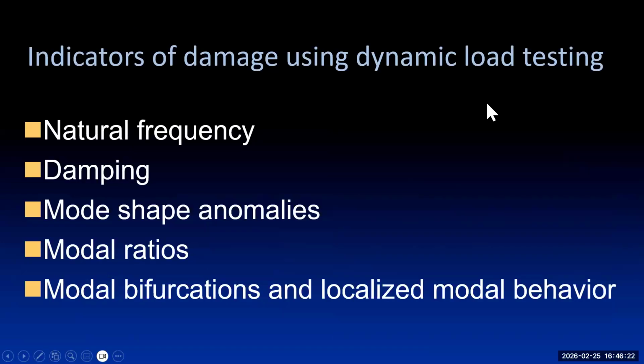So we can find damage using a dynamic load test. We look for the natural frequency and the damping. We look for mode shape anomalies, modal ratios, and modal bifurcations. Now, there's one thing in there. Looking at the natural frequency is fairly simple. Anybody can do it. It changes when earthquakes occur. The natural frequency comes down a little bit. Damping, though, is nonlinear and changes much more than the frequency does.